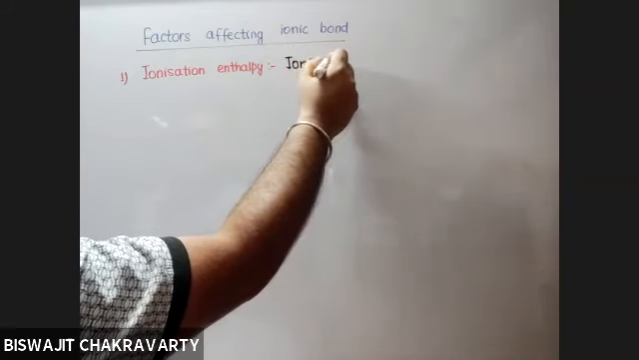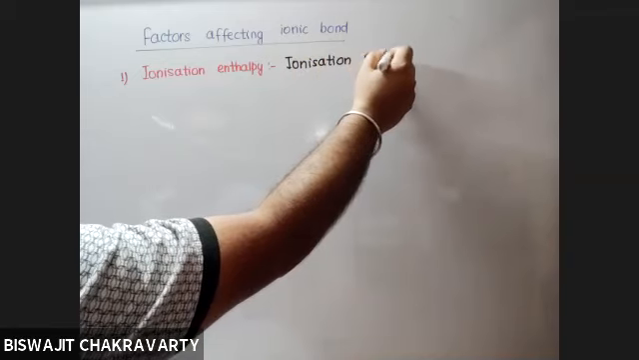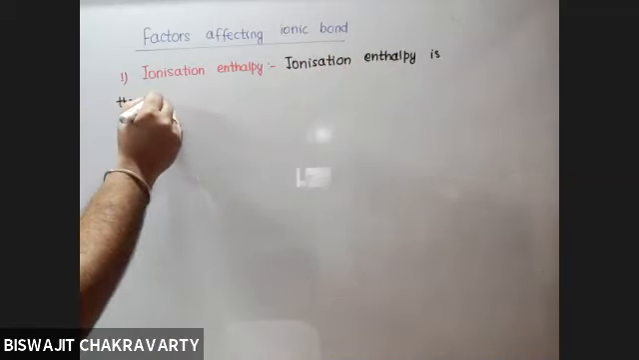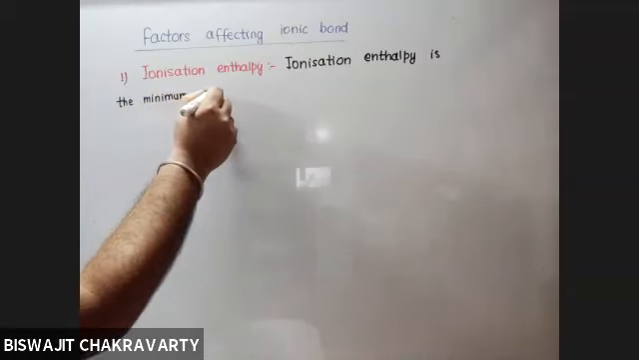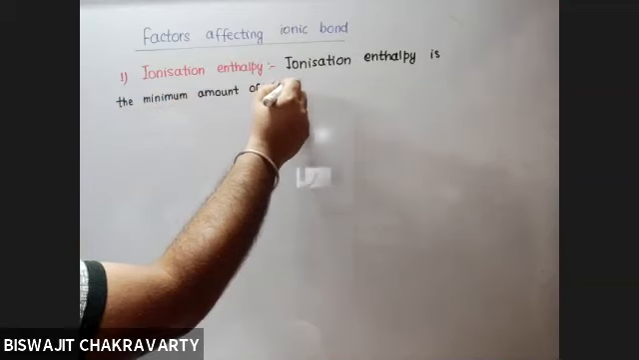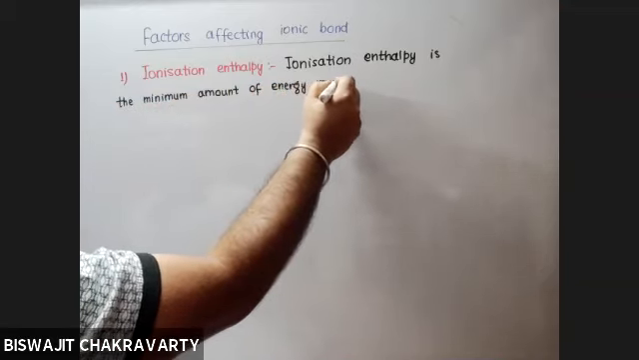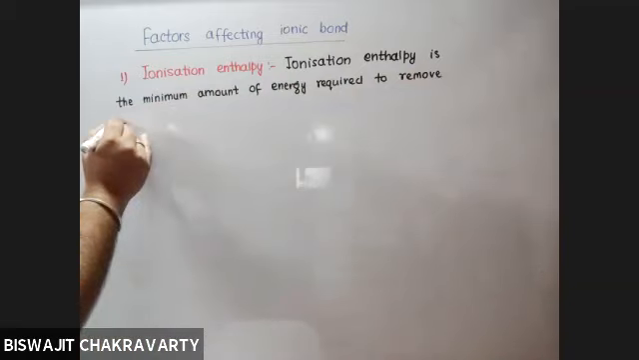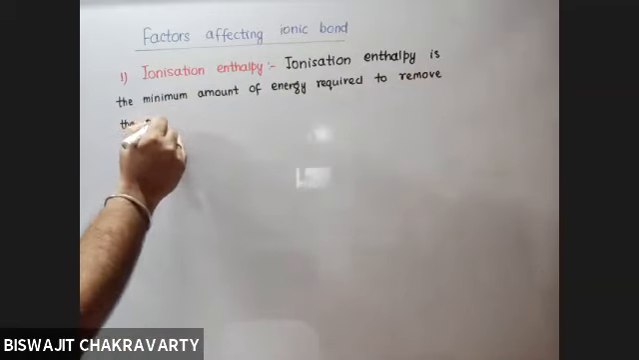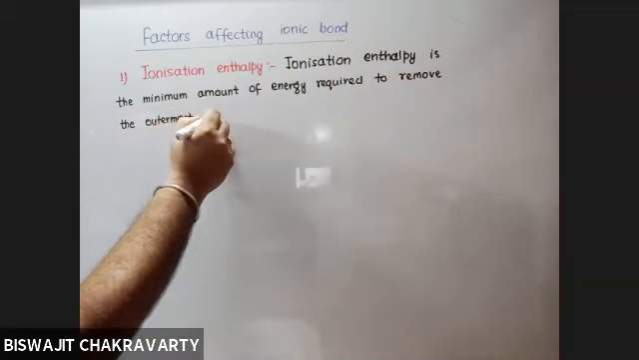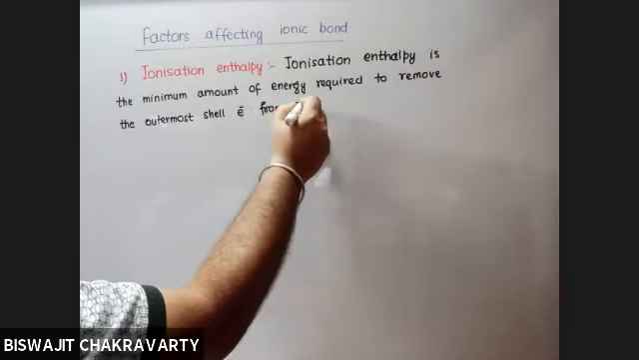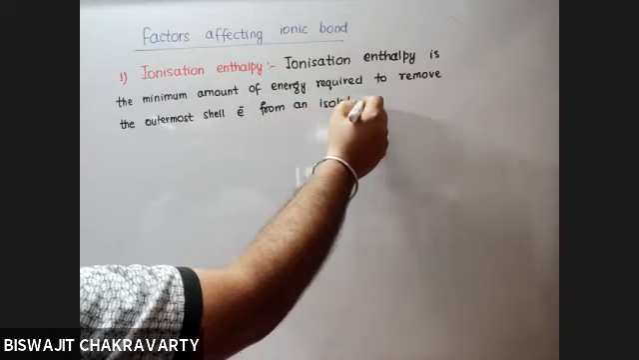So write down: ionization energy is the minimum amount of energy required to remove the outermost shell electron or loosely bound electron from an isolated gaseous atom.